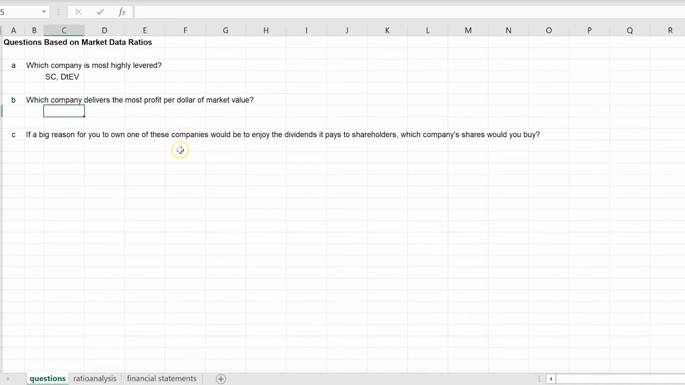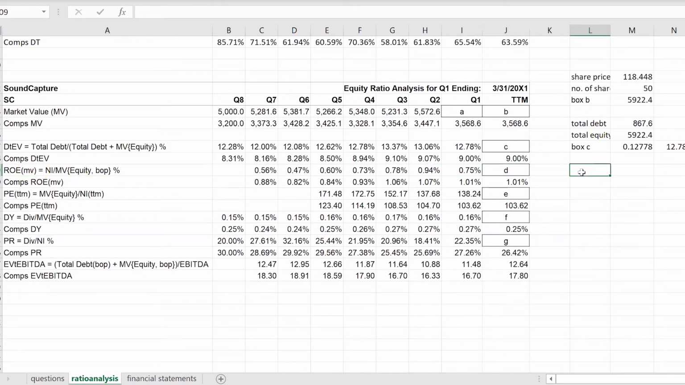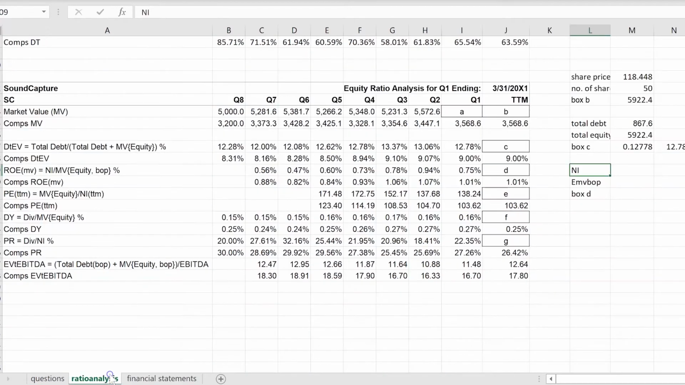Okay, part B, which company delivers the most profit per dollar of market value? To solve for this, we're going to look at return of equity with using the market data. Go find that down here. Return of equity, market value. All right, and we have to solve for box D right here. To solve for box D, we are going to need the net income plus equity market value beginning of period. We'll solve for net income. So looking at the income statement, net income is found right here. It's to be 42.84.